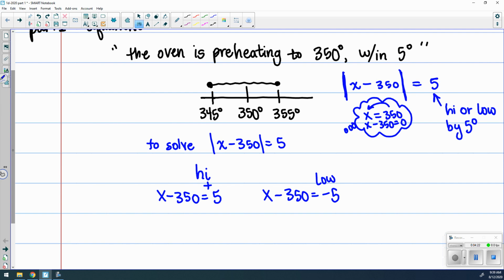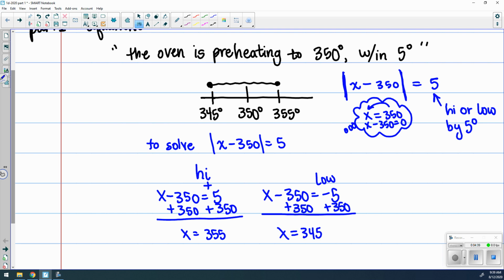Okay, so to solve, my math is going to look the same for both of these cute little equations. Adding 350, but my solutions will be different. One solution is 355, my other solution is 345, and there we go. We get that range from 345 to 355, which is 5 degrees on either side of 350. So, kind of the big takeaway or the moral of the story here, when you're solving absolute value equations, you're going to get two solutions. Two solutions.